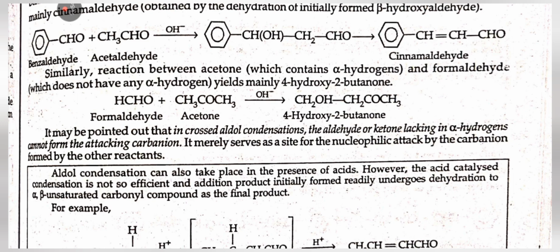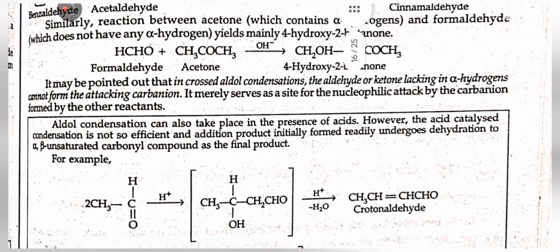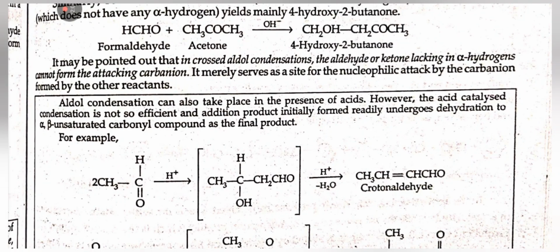It may be pointed out that in the crossed aldol condensation, the aldehyde or ketone lacking in alpha hydrogen cannot form the attacking carbanion. It merely serves as a site for the nucleophilic attack by the carbanion formed by another reaction.